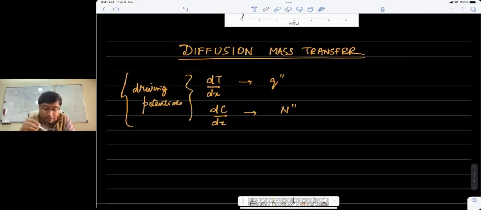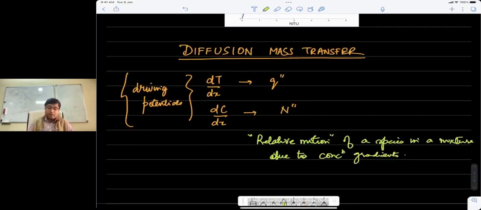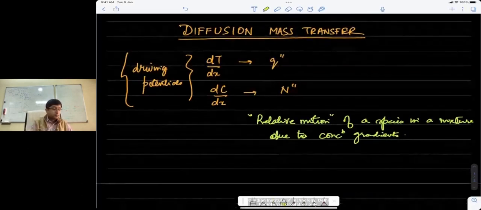Now, what is different from the earlier part, which I will make more clear later in this lecture today, is that we're talking about diffusion. So we're talking of mass transfer that describes the relative motion. Remember this one. It describes the relative motion of species in a mixture, and that is only because of concentration gradients. So relative motion of a species in a mixture, and that relative motion is due to concentration gradients. And in fact, that is how it is different from what we have done earlier.